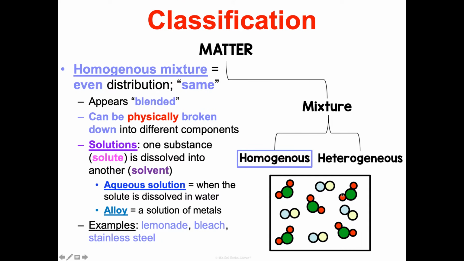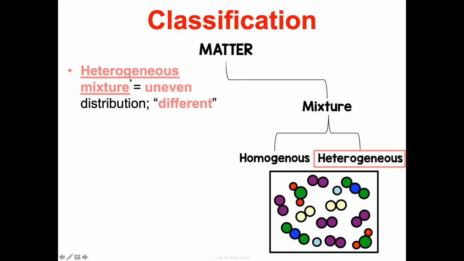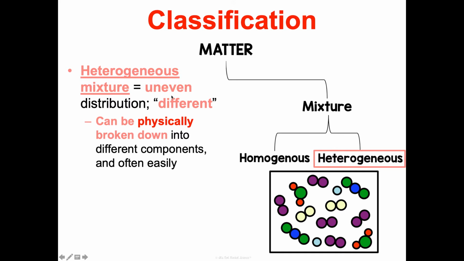Now, watch how this picture changes. This is what a homogeneous mixture looks like. Again, I said it has the same distribution throughout. Heterogeneous is really different, and it's more weighted down, and it's really chunky because hetero is a prefix that means different. So it has an uneven distribution in the picture. Still, like with homogeneous, you can physically break down the mixture into its different components.